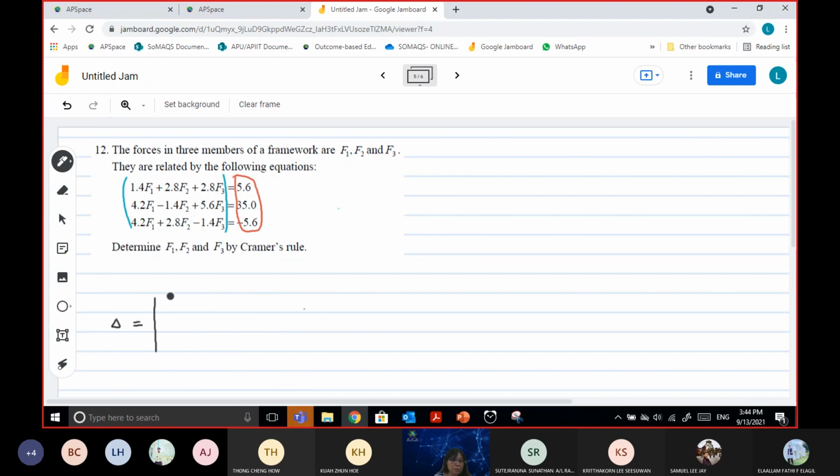Okay, so first row will be 1.4. Then the first row, what is the first row? Okay, 2.8. I think you can type in one message, else you are going to type 9 times. Okay, 2.8. Second row, 4.2, negative 1.4, and 5.6. Okay. Then for the third row, 4.2, 2.8, negative 1.4. Yeah.